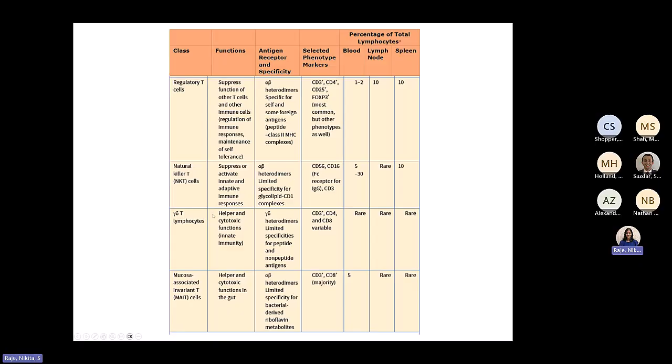Compared to the gamma delta T cells, which have gamma delta T cell receptor on their surface, and they are CD3 positive, but CD4 and CD8 can be variable. Another subset is called MAIT or mucosa-associated invariant T cells. They also have alpha beta TCR on them, and majority of them are CD8 positive.